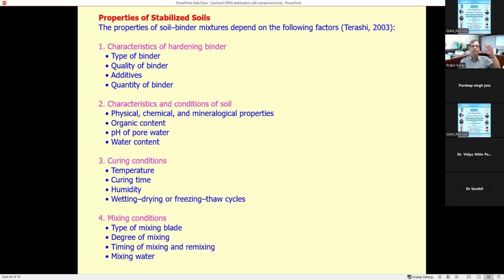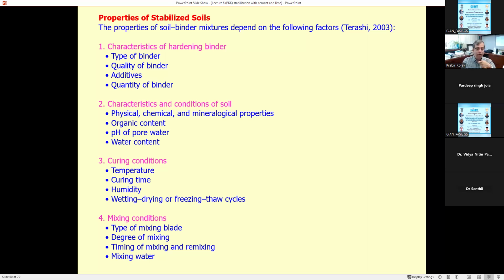So now we need to characterize the stabilizer itself: type of binder, quantity of binder, how much you need to add, additives you need to add or not, and the quality of the binder. Then the characteristics and condition of the soil. So now you need to characterize the soil itself: physical, chemical, and mineralogical properties, mostly for the clay.